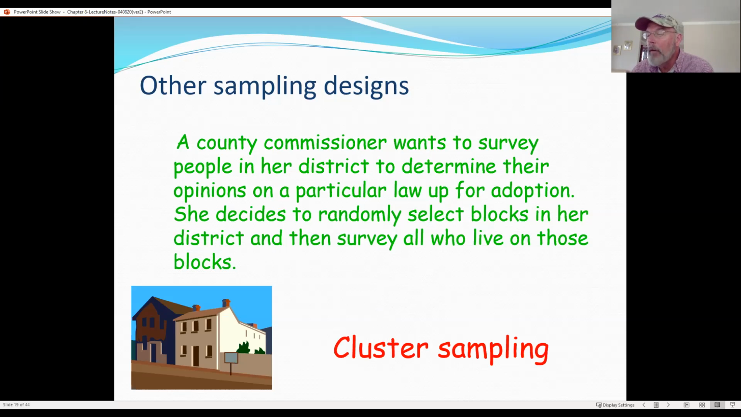Okay, so now we have stratified sampling, we have cluster sampling. These are two different experimental designs. Questions about this?